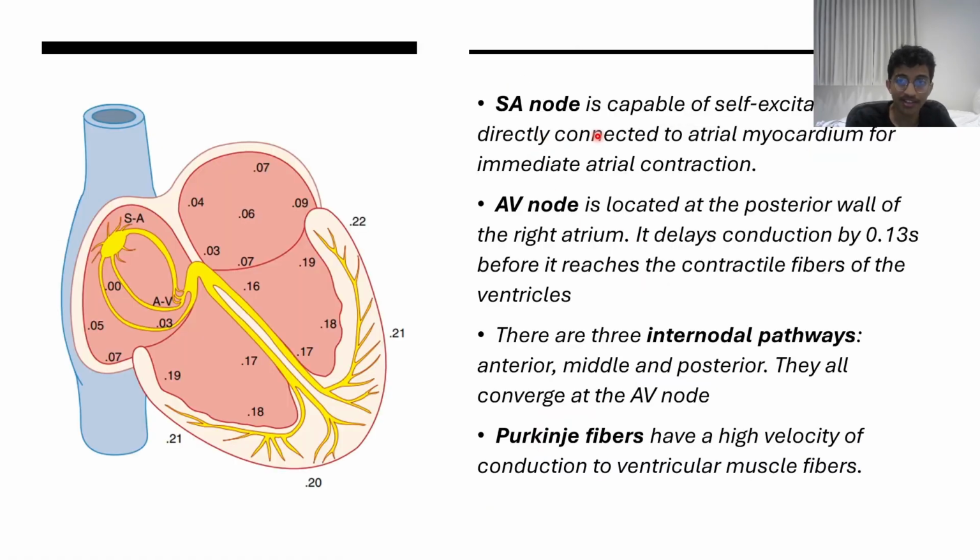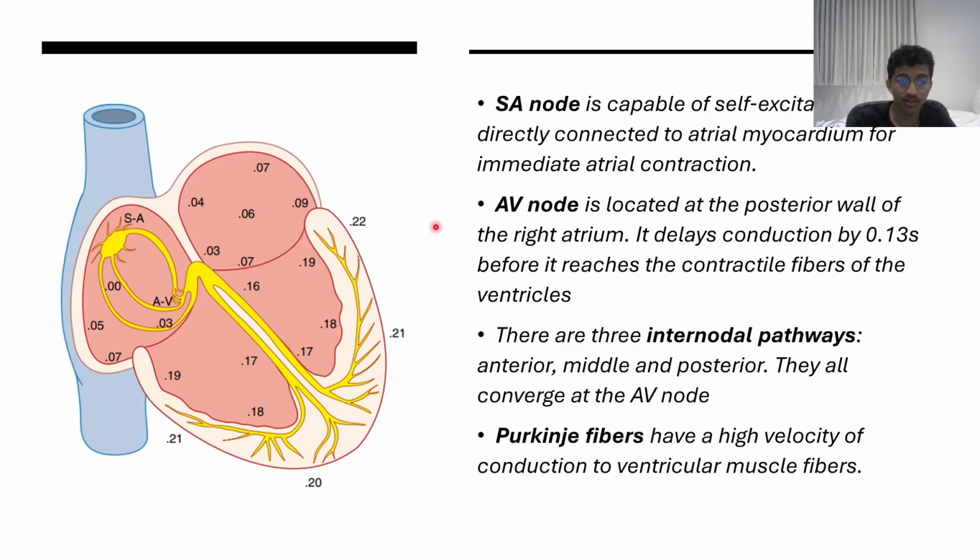Okay, now the SA node, like I said, is capable of self-excitation. It does not need a signal from the brain to start generating action potentials. It's directly connected to the atrial muscle to allow for immediate atrial contraction. We need immediate atrial contraction so we can push all of the blood into the ventricles.